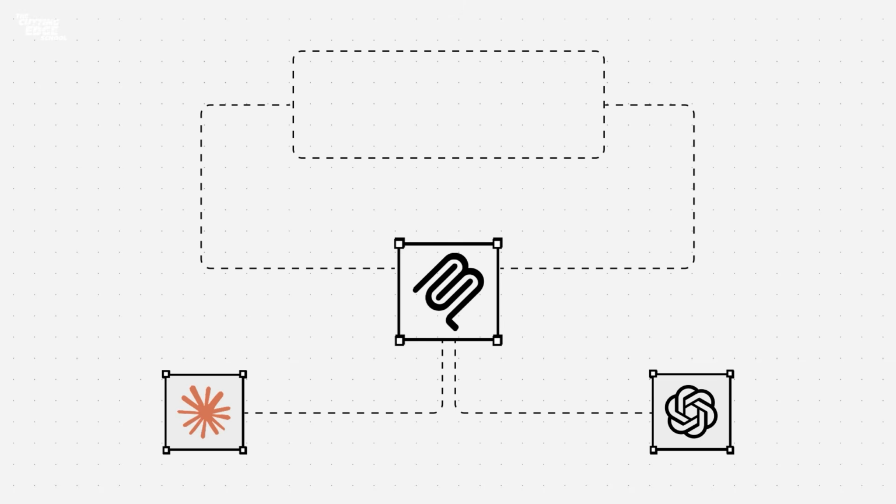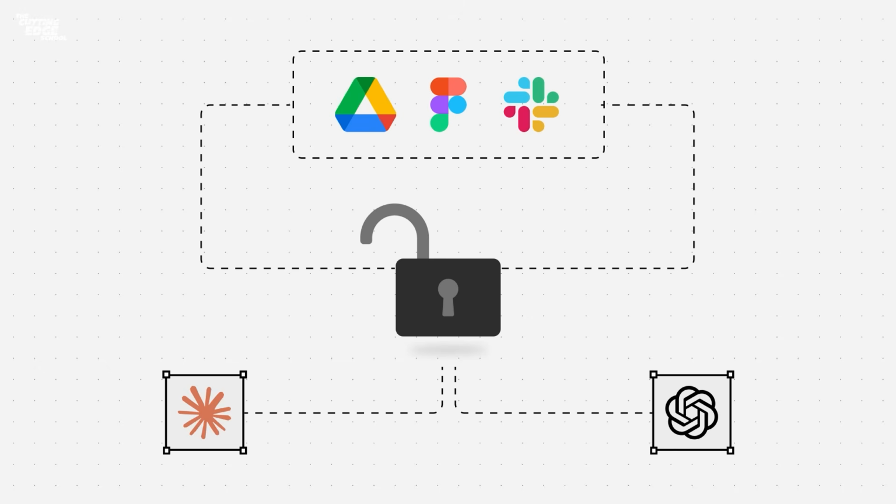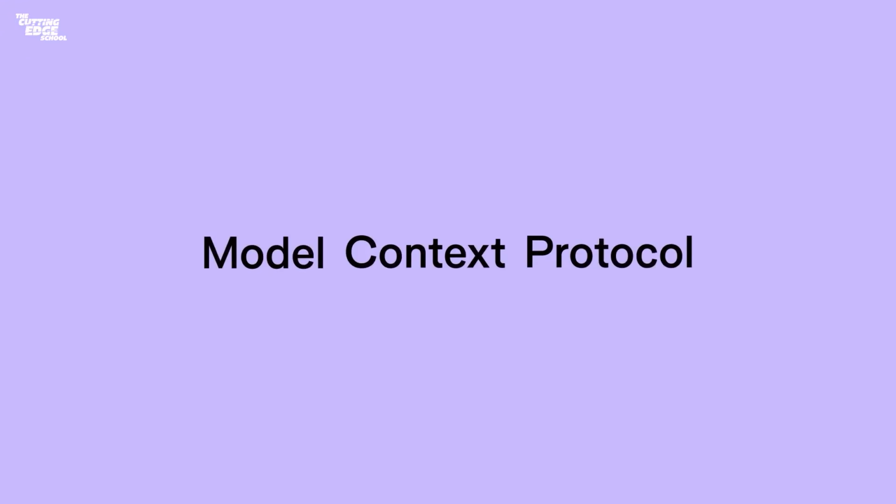It provides a standard way for these models to plug in your data, whether that's Google Drive, Slack, or in our case, Figma. Without MCP, AI is technically locked in a box. It can't see your design files unless someone builds a custom door for every single app. MCP builds that universal door.